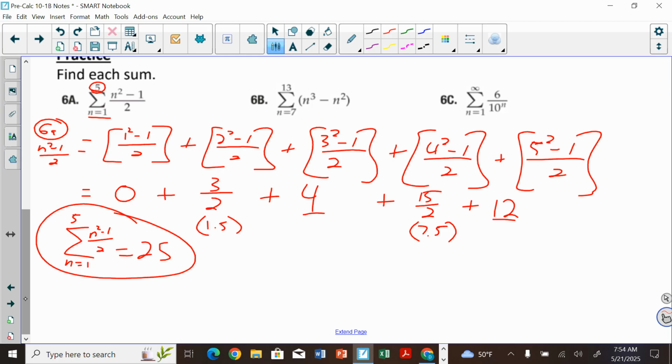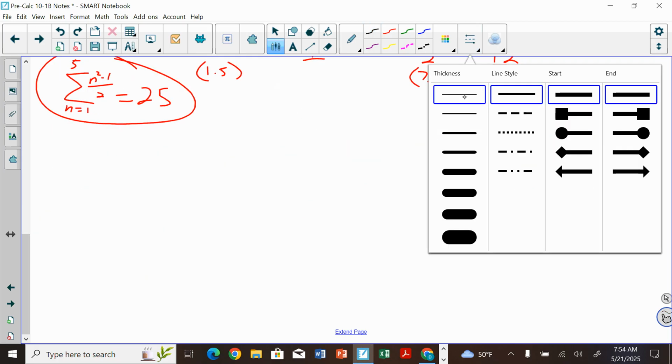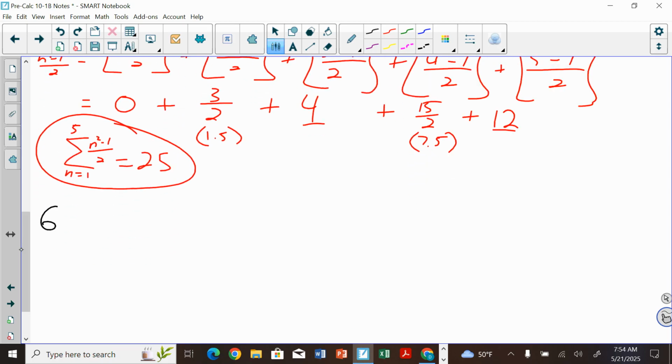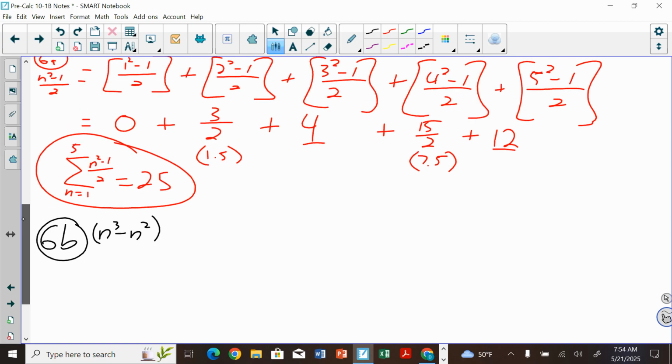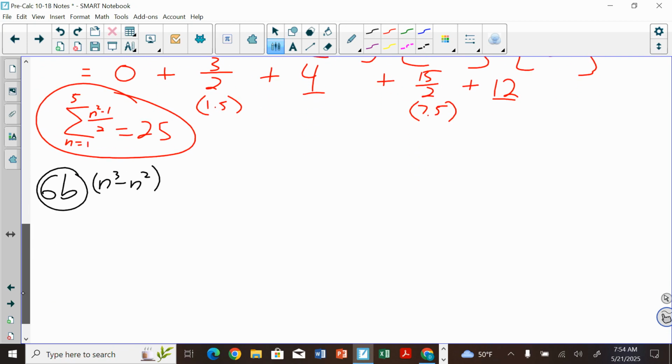Okay, all right, so let's do the next example. Let's do this in black. All right, so let's do 6B here. Now 6B is talking about n cubed minus n squared. That's all we're working with here, right? Okay, so now it's also looking at n equals, sorry, this one the lower bound is 7 and the upper bound is 13. So now we're going from 7 to 13 here.